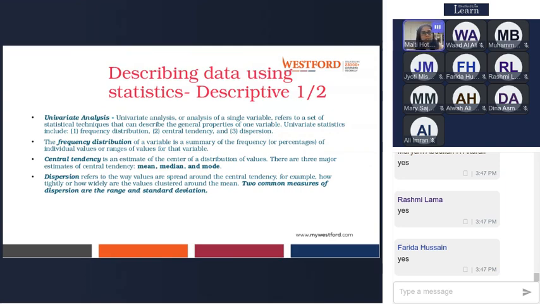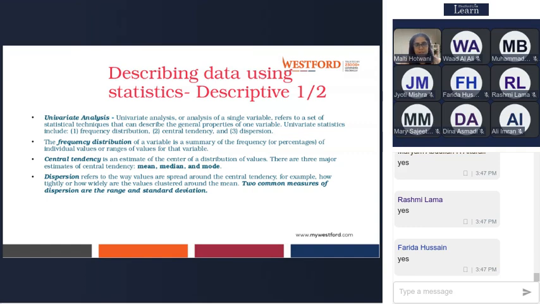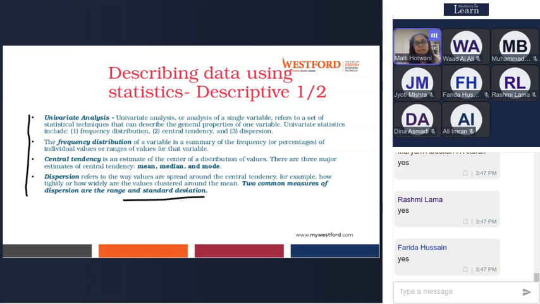Then descriptive data analysis. This can be divided into univariate analysis, that is your frequency distribution. You will calculate your central tendency, mean, median, and mode, and you will have to find out the dispersions, that is range and standard deviation. This is one type of descriptive statistics that you will be conducting on your collected data, and you will be presenting them in the form of tables.